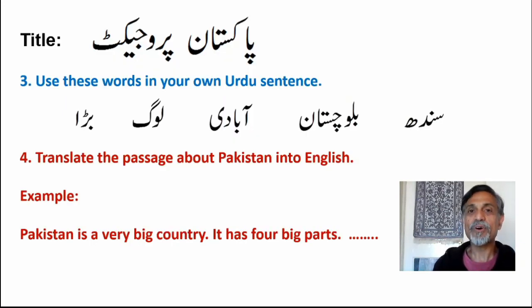Now, your third task. Your third task is that I would like you to make these sentences with these five keywords. So Sindh, Baluchistan, Abadi, Log, and Bada. So use them in your own Urdu sentences. And your final task is that I would like you to translate this passage into English. In fact, I've started you off, so you can start like this. Pakistan is a very big country. It has four big parts.